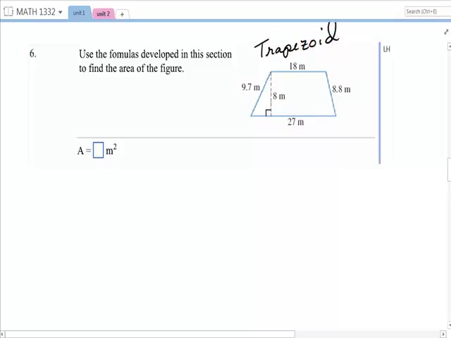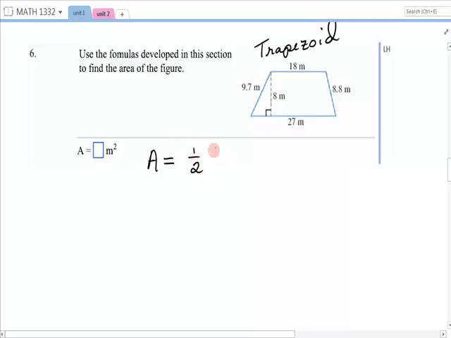Because there are two different bases, what you actually end up doing is taking the average of the two bases. And how would you find the average of two numbers? You would add them up and divide by 2. Well, the formula doesn't necessarily make you think about that.